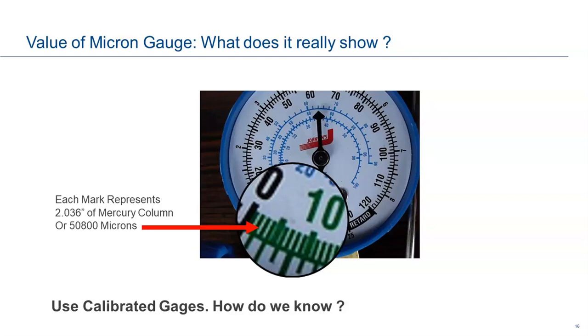And how do we know we have calibrated gauges? When we do our refrigerant charge, for example, when we're recharging. I'll hold that thought here right now. We'll talk about that a little bit later. So we want to use a calibrated Micron gauge, okay?